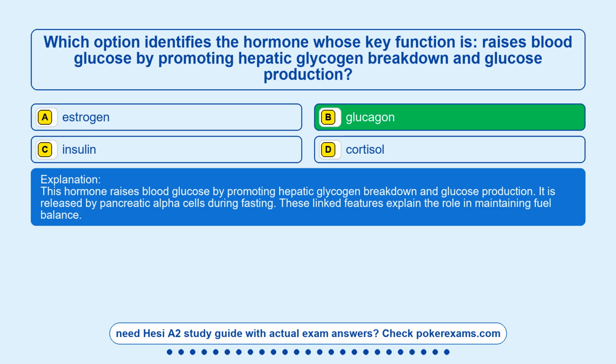This hormone raises blood glucose by promoting hepatic glycogen breakdown and glucose production. It is released by pancreatic alpha cells during fasting. These linked features explain the role in maintaining fuel balance.